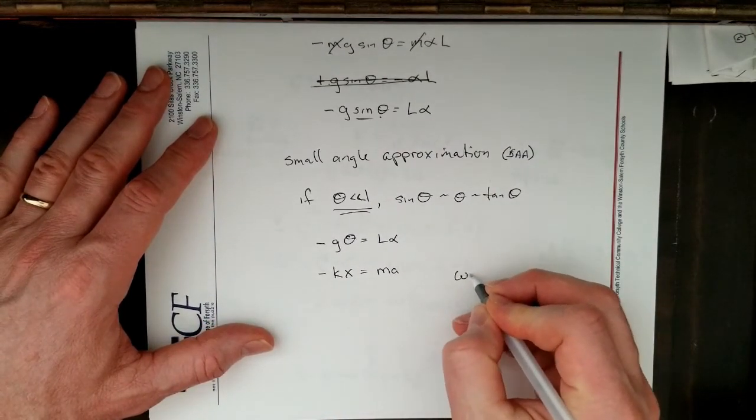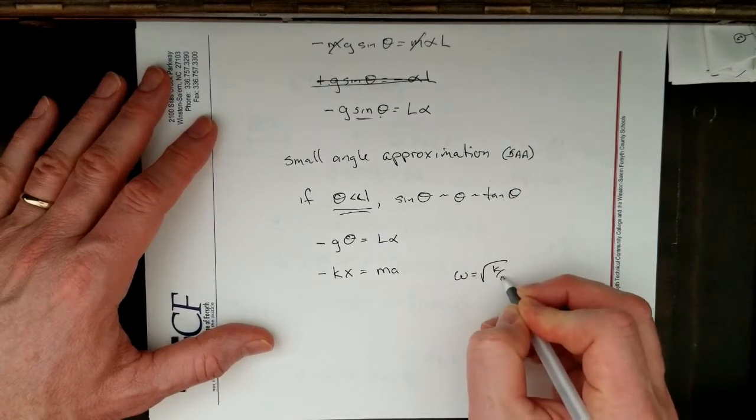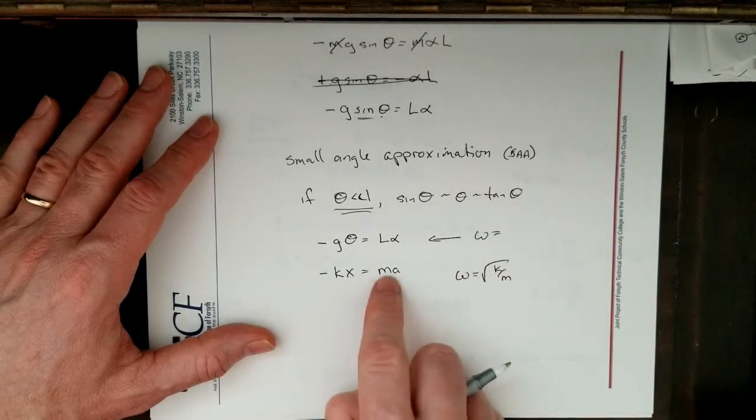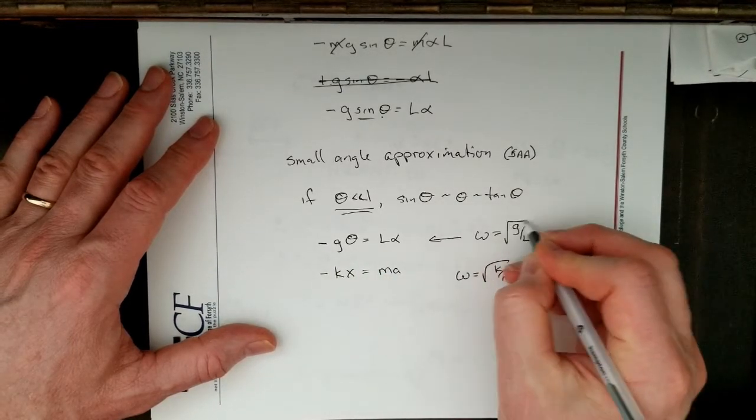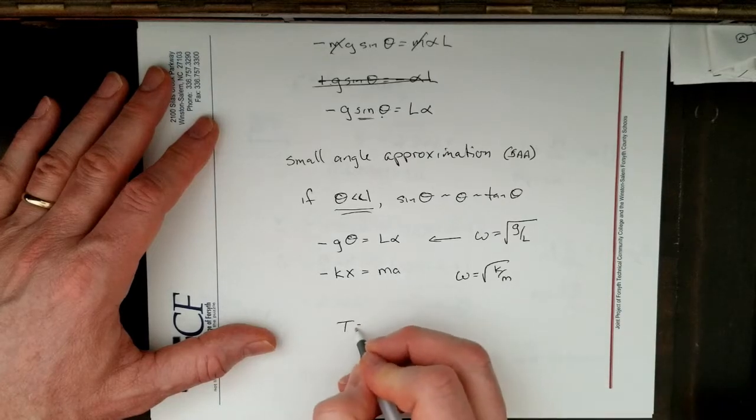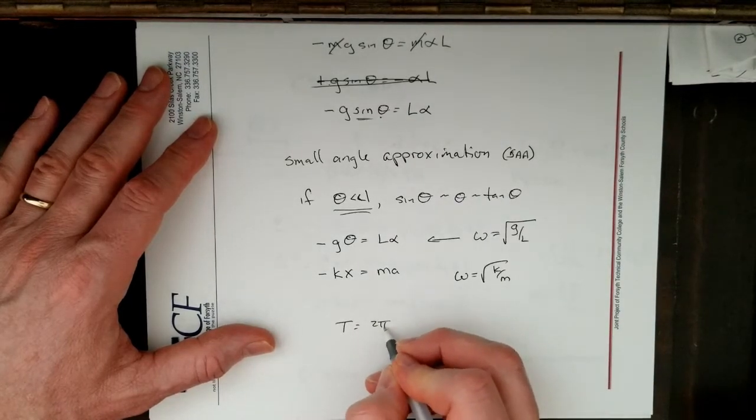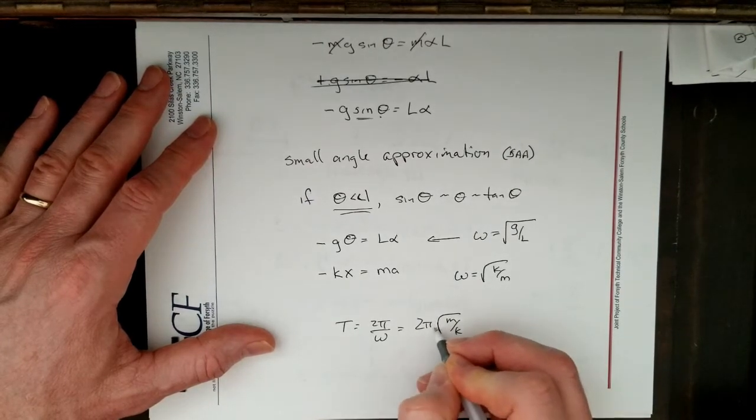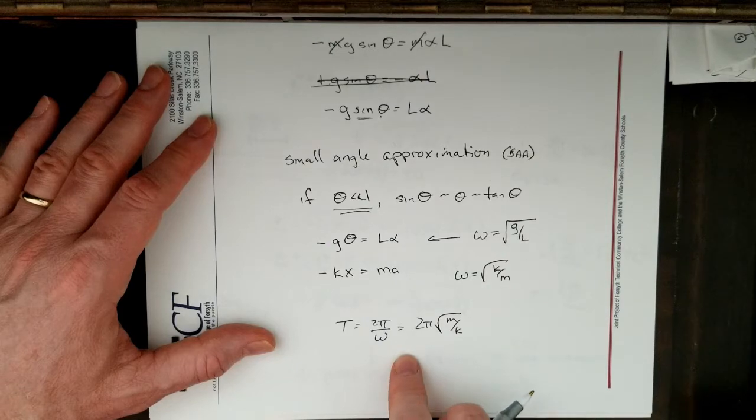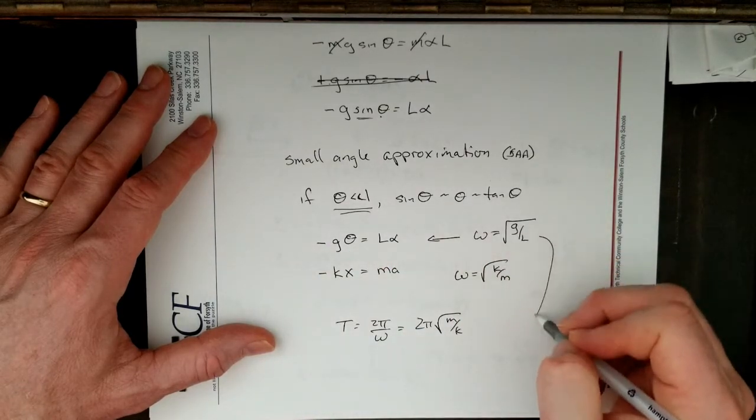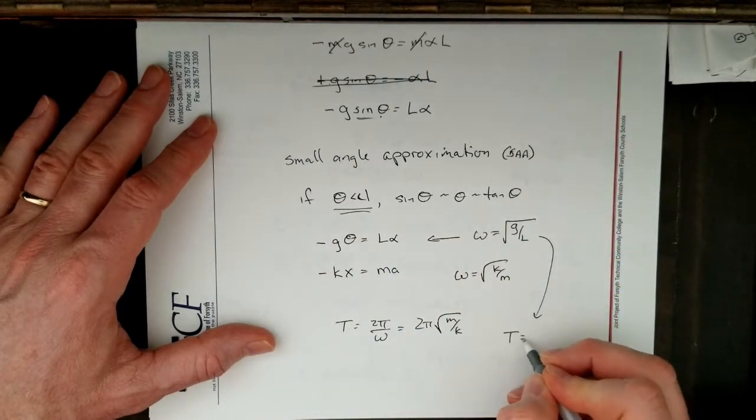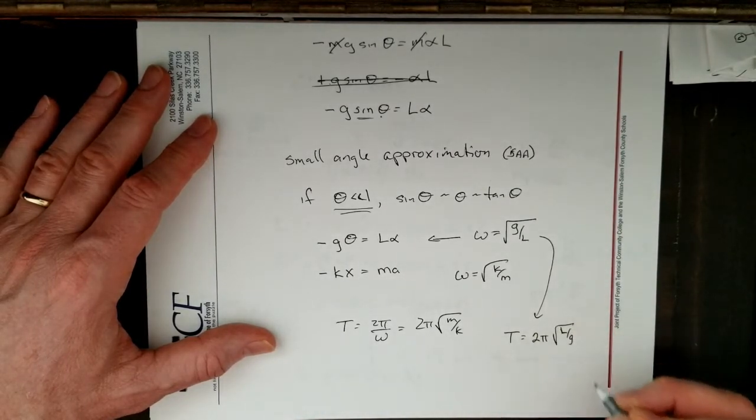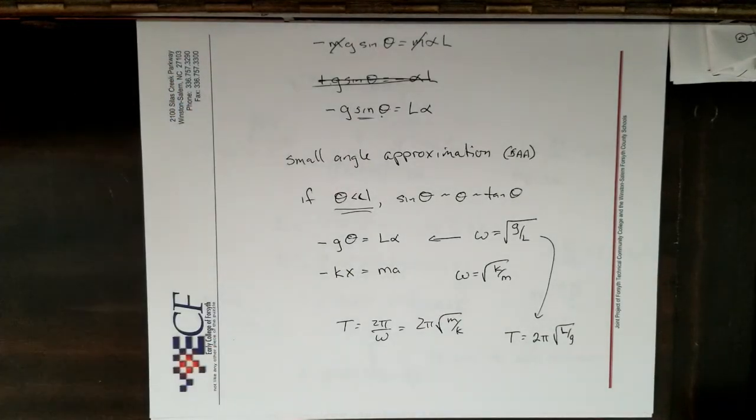I know that omega was equal to the square root of k over m. Well, for this one, instead of k over m, it's now g over L. I know the period is equal to 2 pi over omega, which is 2 pi times the square root of m over k for something in true simple harmonic motion. Well, this now becomes the period for a simple pendulum is 2 pi times the square root of L over g.